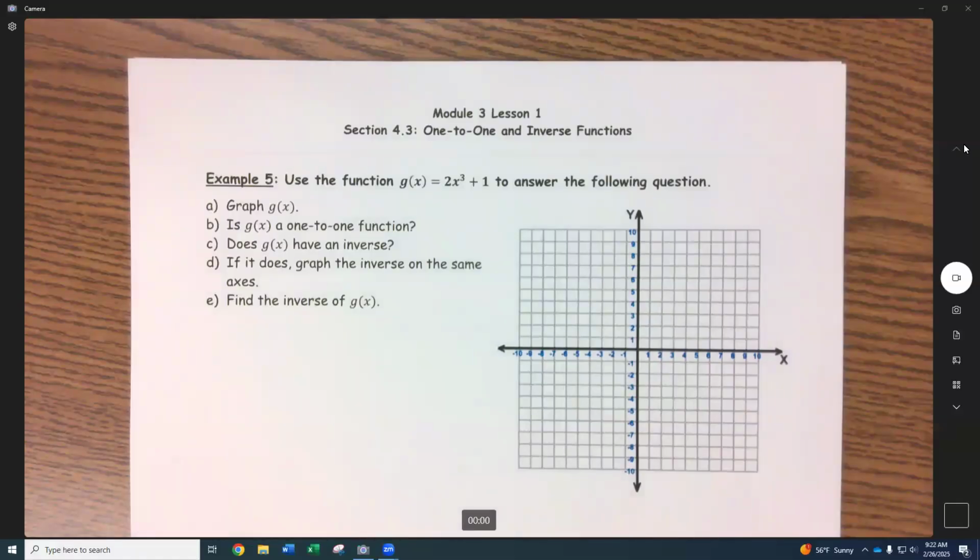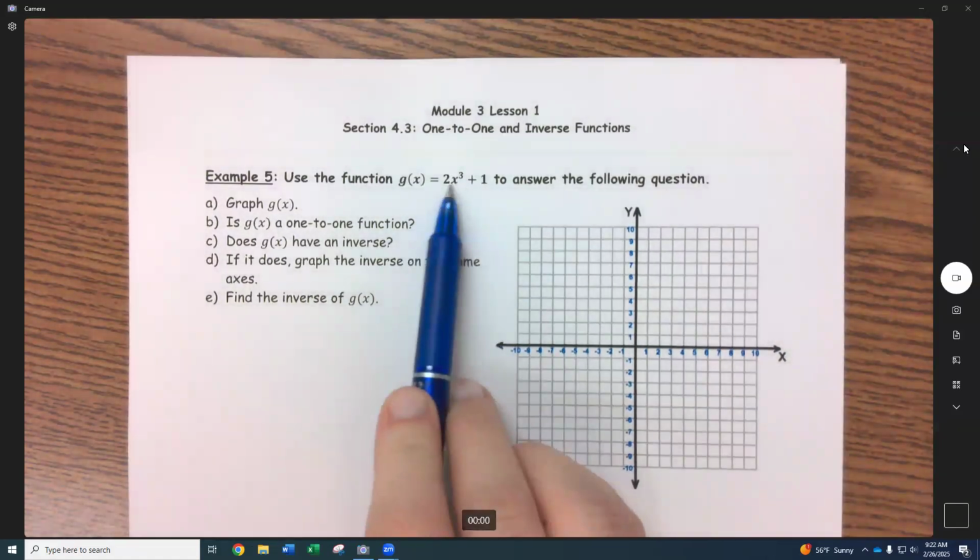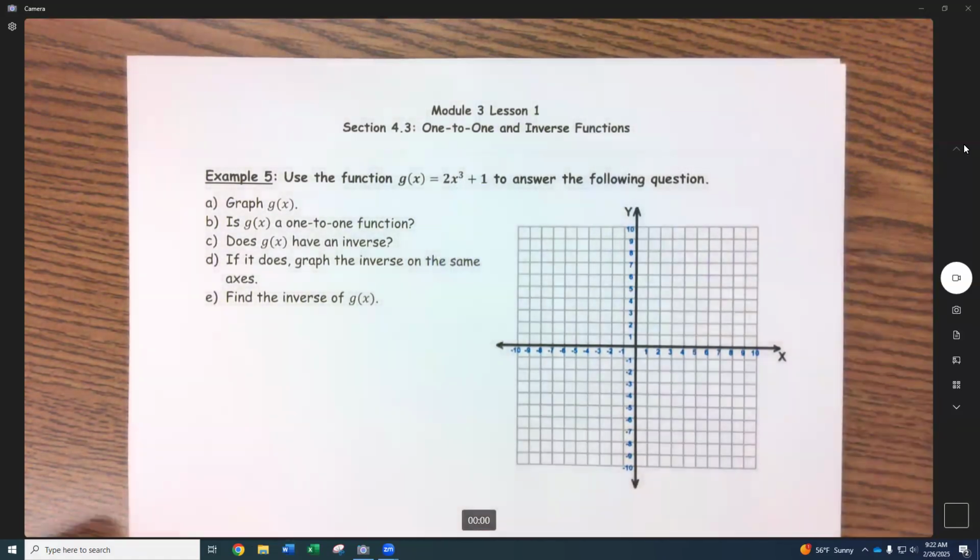Example 5 asks us to do the exact same things as we did in example 4. The difference is this time I don't have a linear equation. Now we have a cubic since I have an x cubed. So we're going to need Desmos to help us with this. So let me pull up Desmos real quick.